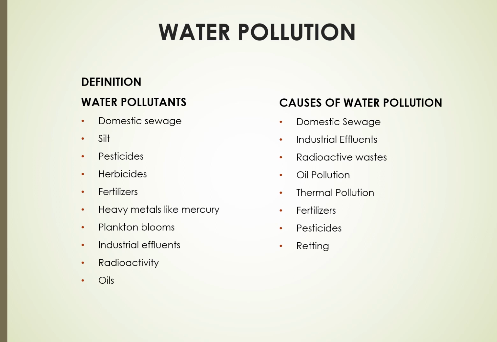Fertilizers. The fertilizers used for crops are washed into ponds and rivers. Pesticides. Pesticides are used to control pests in the fields and houses. They include DDT, BHC, Endrin, etc. Retting. The process of decaying coconut husk to get fiber for making coir is called the retting process. Retting releases hydrogen sulfide. It makes water polluted.